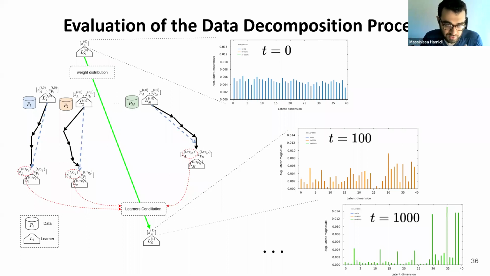So here we can see simply that throughout the process there are some latent components that are more activated than the others because of the decomposition process that is carried out at the local level and the conciliation process that reinforces these latent components that are more activated than the others.